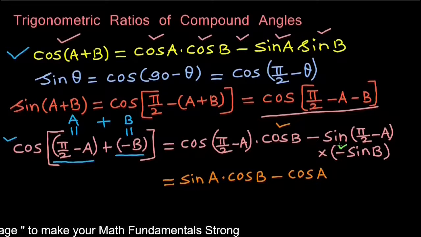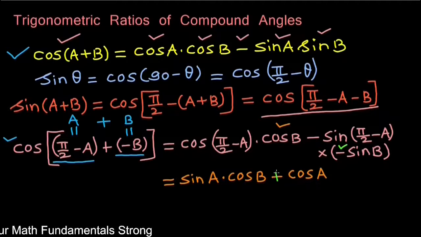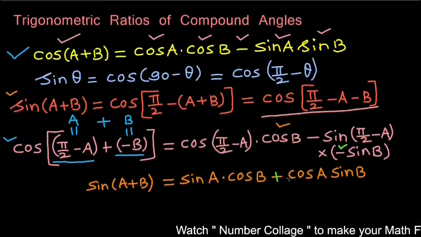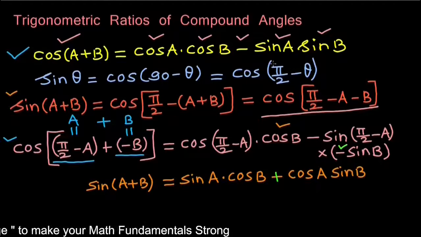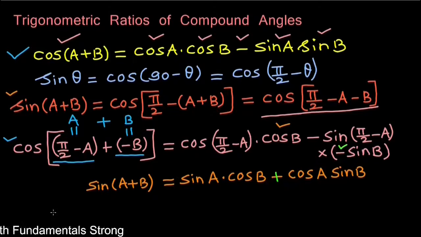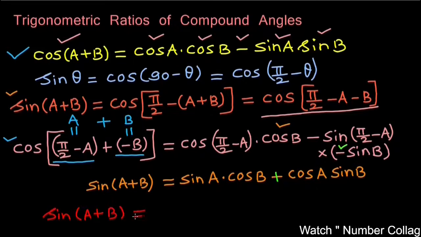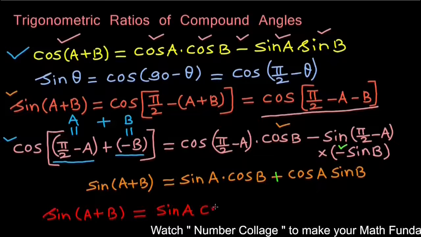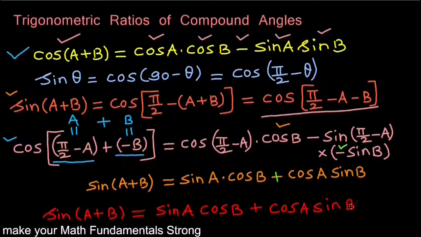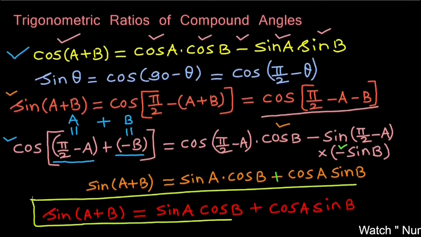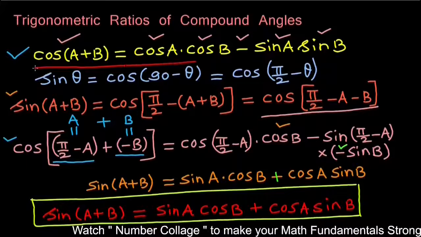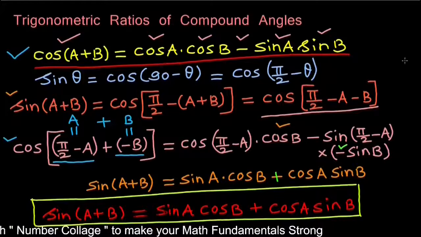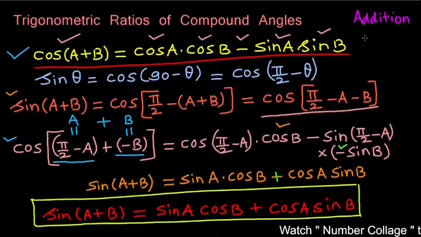Because of this minus sign it will become plus, so it will be sin B, whose left hand side is sin (A plus B). So therefore we get one more trigonometric ratio of compound angles, which is sin (A plus B) equals sin A cos B plus cos A sin B. So this formula and this formula of cos (A plus B) are also known as addition formulae.